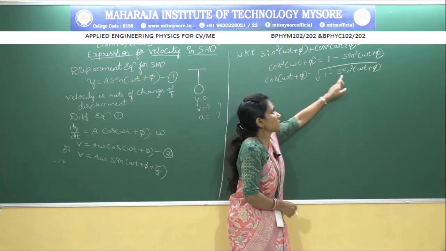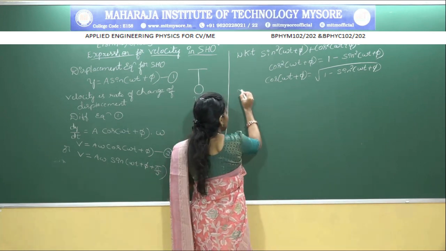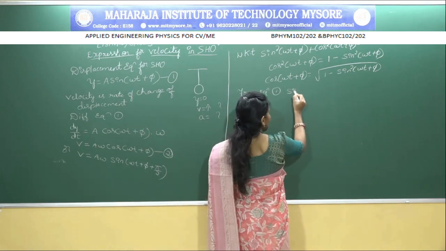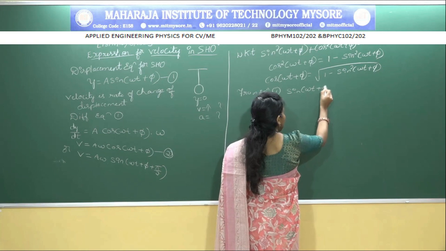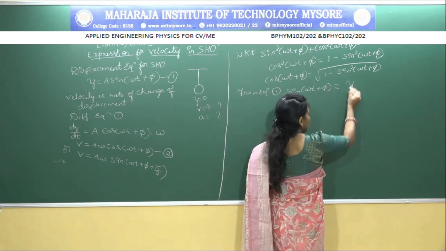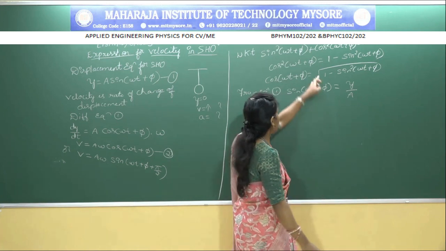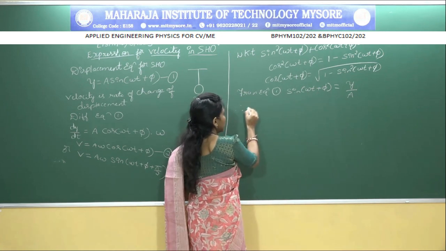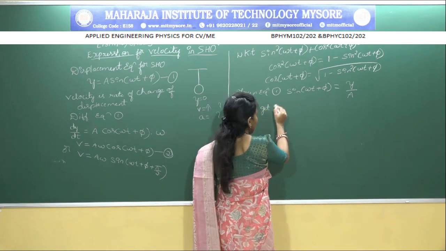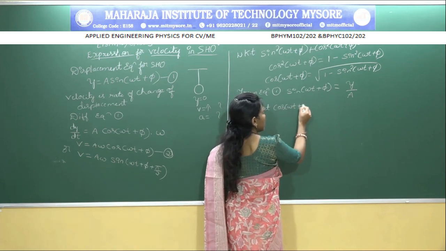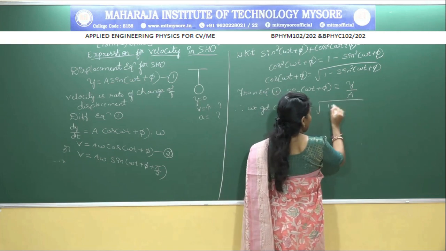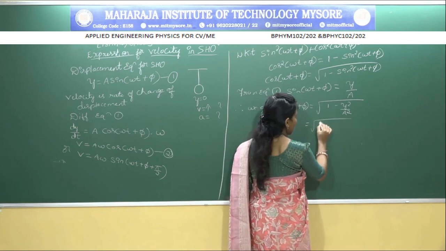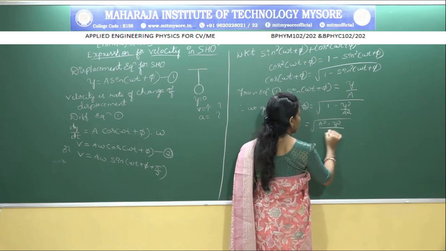But what is sine of omega t plus phi? We know from equation 1 that sine of omega t plus phi is equal to y by a, displacement by amplitude. Substituting this in the above equation, we get cos of omega t plus phi is equal to root of 1 minus y square by a square. That is root of a square minus y square divided by a square.